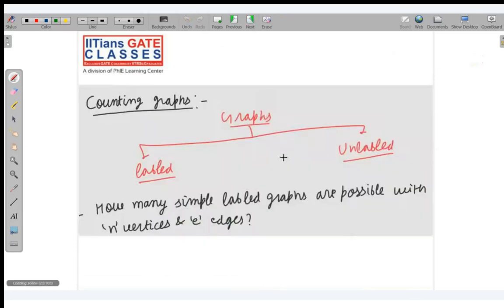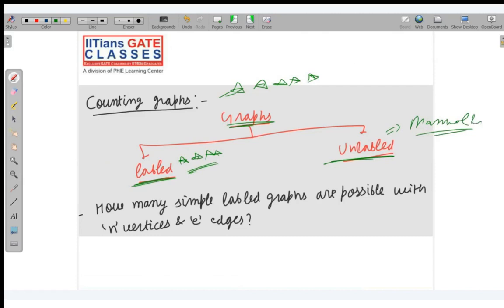Okay. So, counting graphs. Counting graphs is very important. Many times questions have been asked, so try to focus here. Graphs are of two types: labeled and unlabeled. More important is labeled, because unlabeled questions are on the difficult side. We have to do manual calculation, so manually you have to count. That's why unlabeled are difficult.